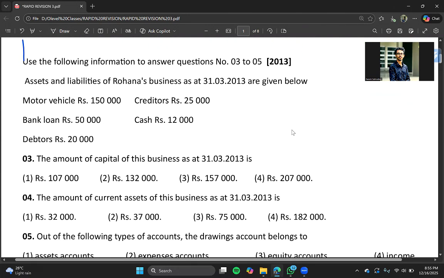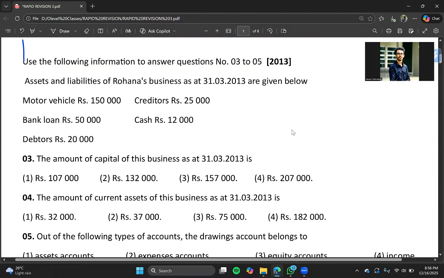And then the next question, use the following information to answer questions 3 and 5. Assets and liabilities of Rohan's business as of 31st March are given below. Motor vehicle 150,000, creditors 25,000, bank loan 50,000, cash 12,000, debtors 20,000. Find the capital of this business. They have given the assets and liabilities.